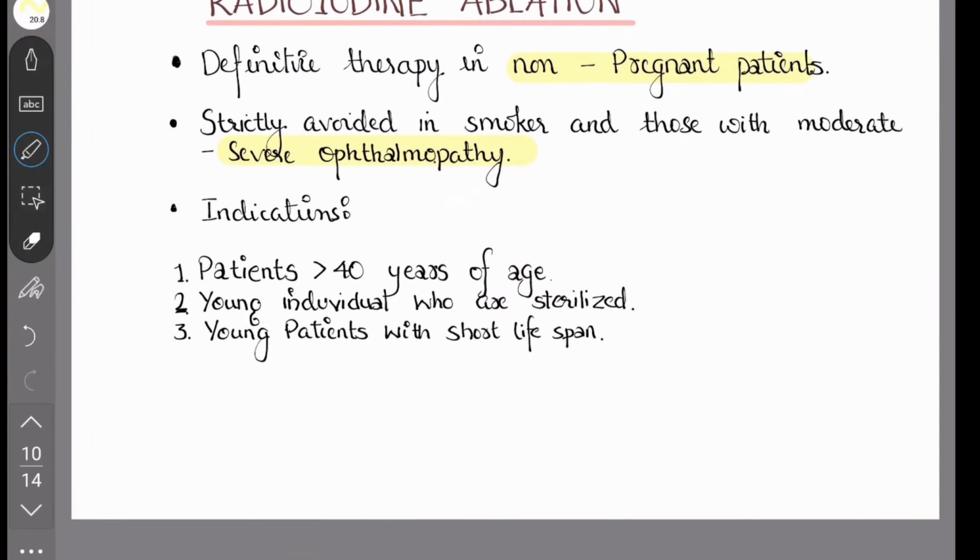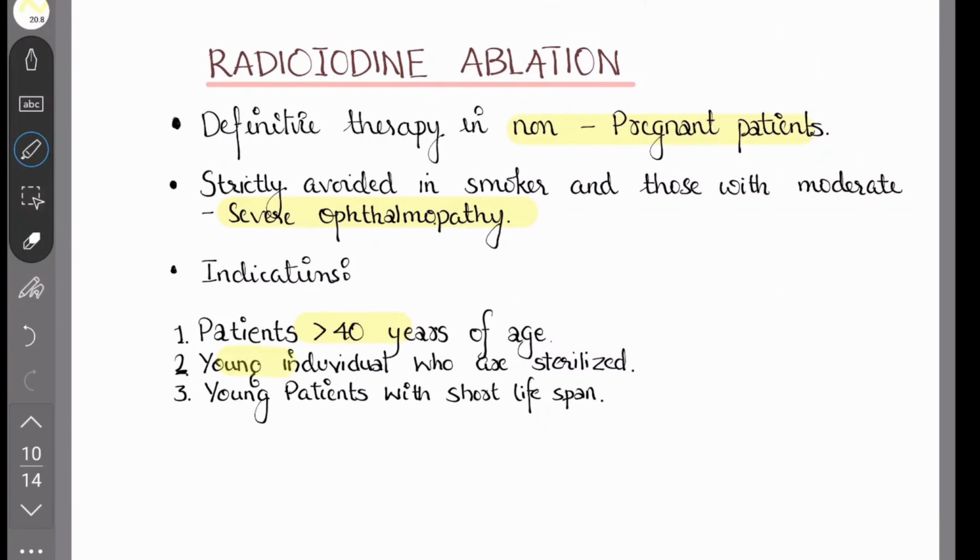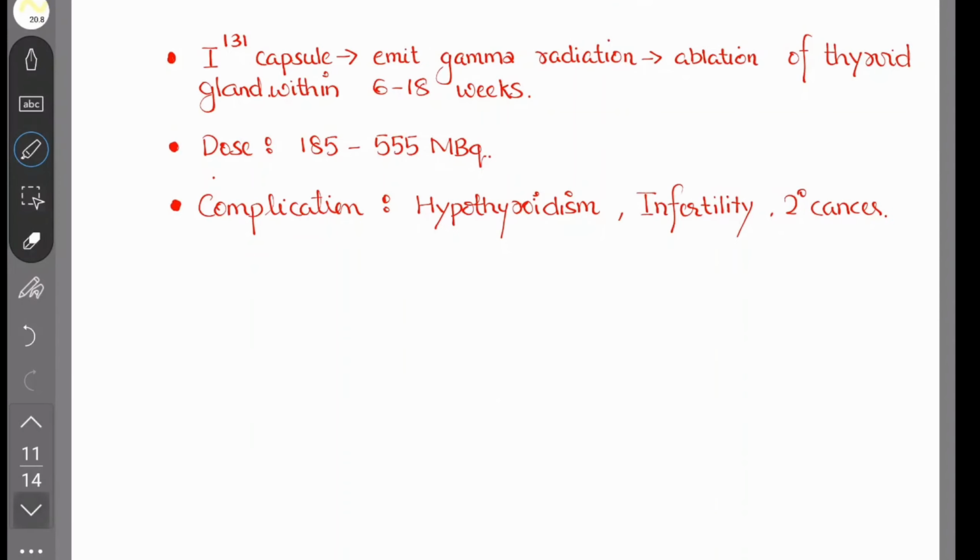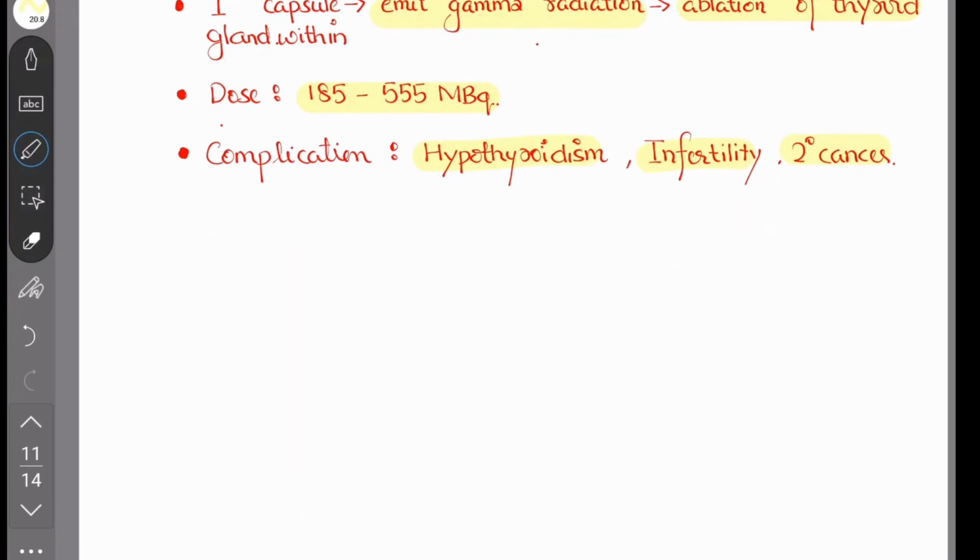Indications are if the patient is more than 40 years old, a young individual who is sterilized, and a patient who has a short lifespan due to some other disease. What we do is give a capsule, that is one iodine-131 capsule. It emits gamma radiation that causes ablation of the thyroid gland within 6 to 18 weeks. The dose is 185 to 555 megabecquerel. The complications are hypothyroidism, infertility, and sometimes secondary cancer can occur.